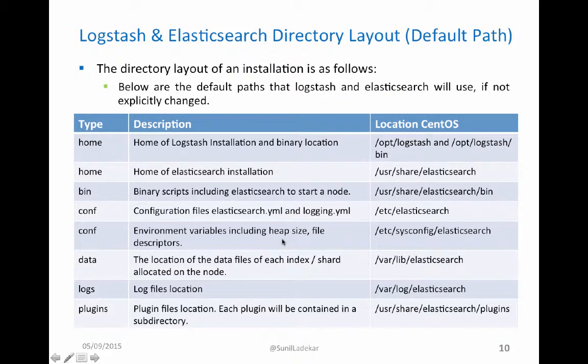Here is the Logstash and Elasticsearch directory layout and path. Sometimes it is very hard to find the files for any modifications that are required. In this table, I have described the directory type and description for each and where they are located on CentOS, and these are the default paths if not explicitly changed.